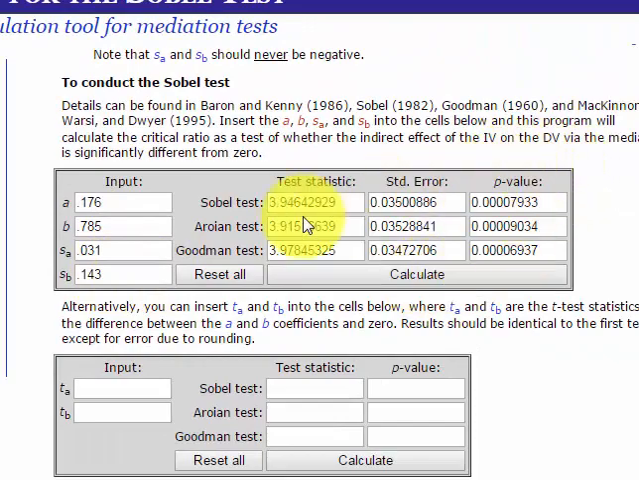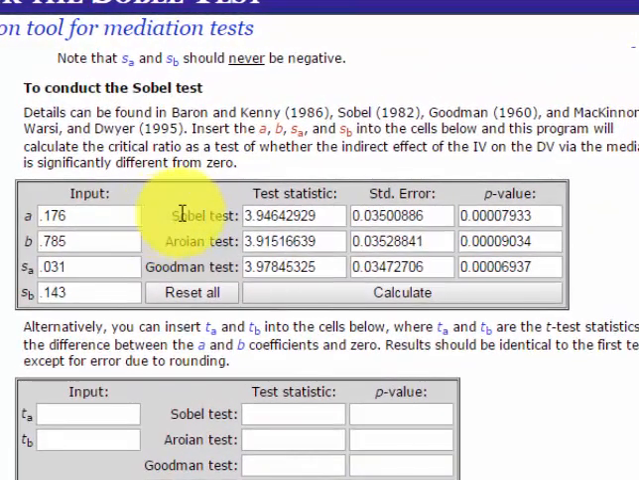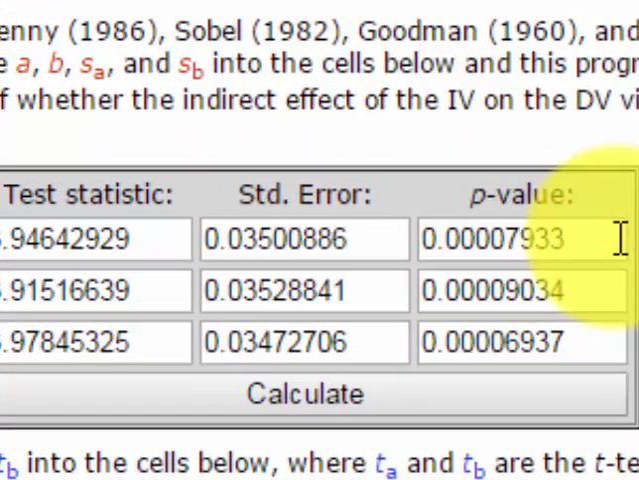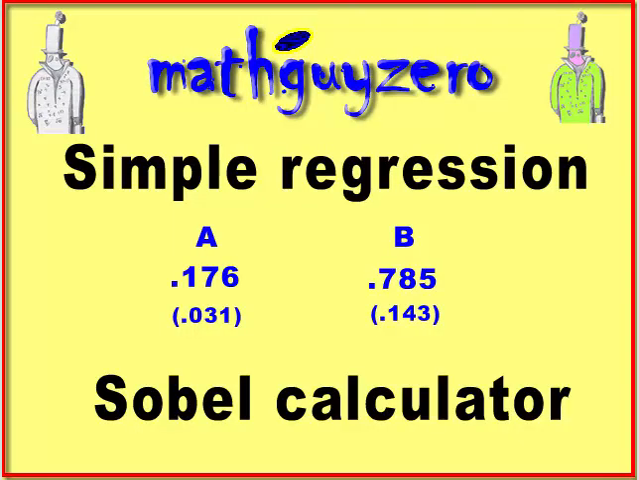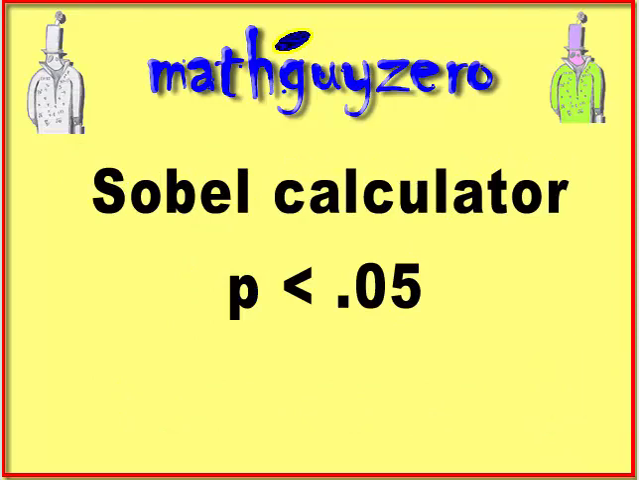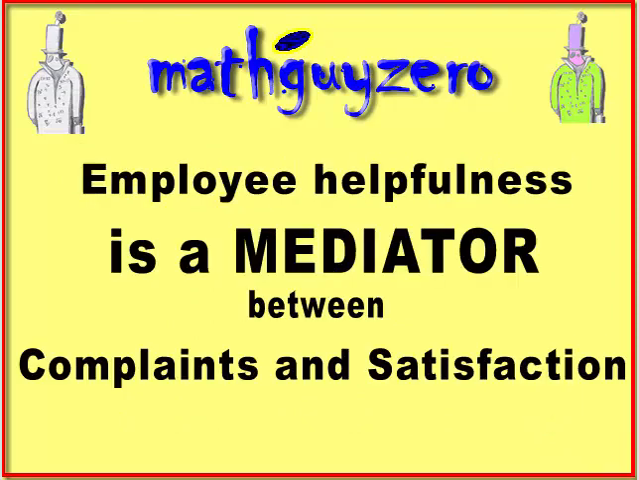This p-value is what you're going to look at, so that we're using the Sobel test. So the Sobel test, the p-value is itty bitty. It's 700 thousandths, 800 thousandths. So it's obviously less than 0.05. Therefore, we have just proved that helpfulness is in fact a mediator between complaints and customer satisfaction. That was so much fun, I'm going to say it again. Because the p-value of the Sobel calculator was less than 0.05, that proves mathematically that the employee helpfulness is indeed a mediator between complaints and customer satisfaction.